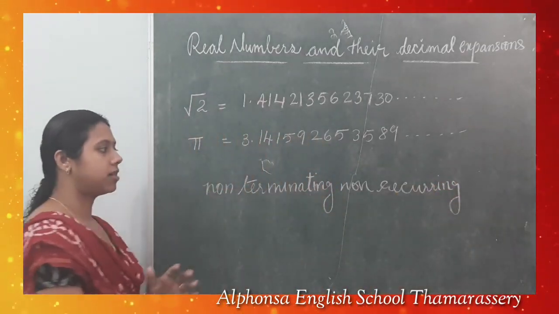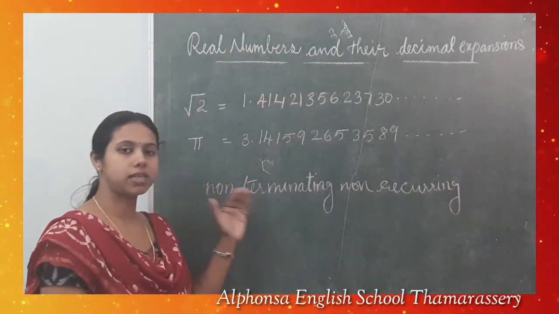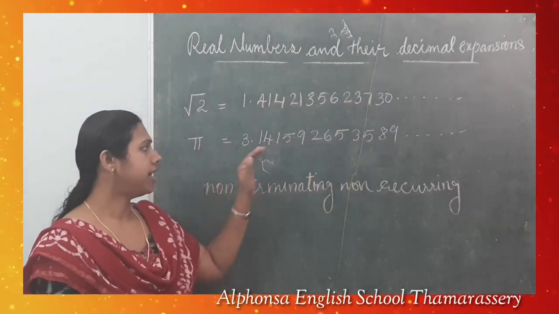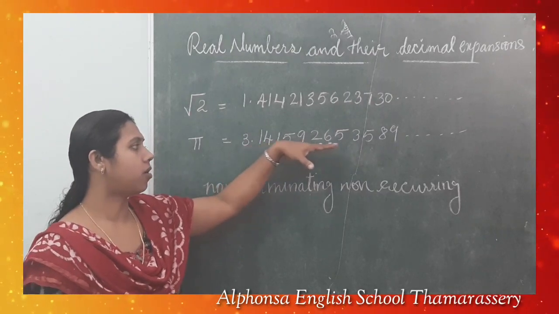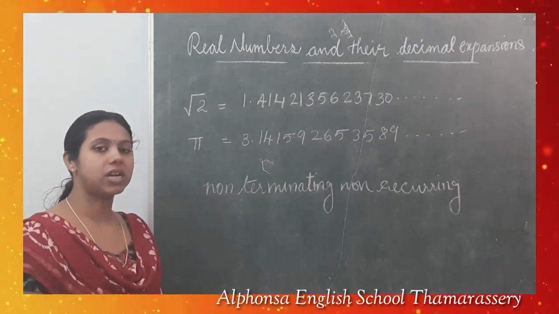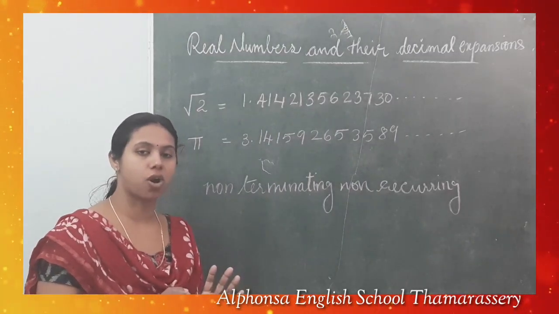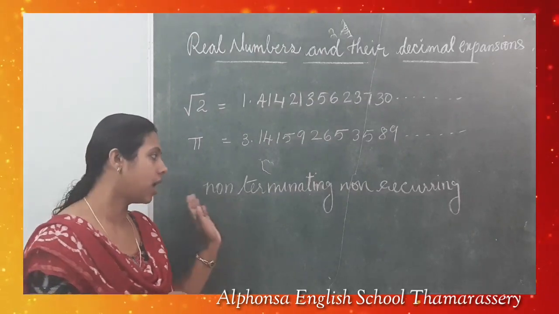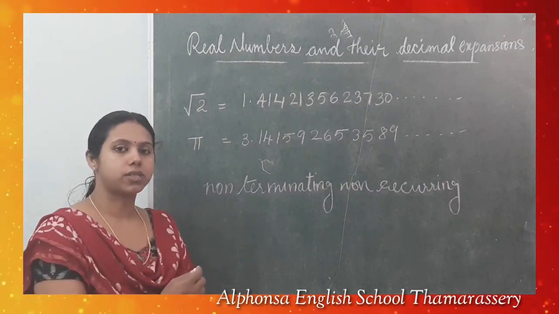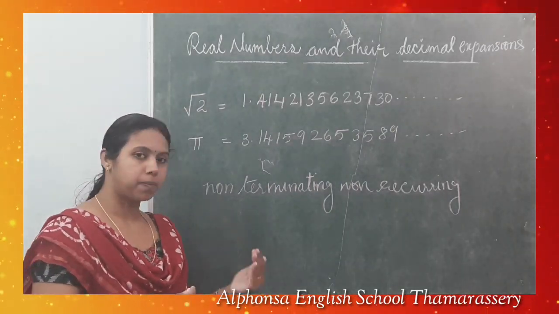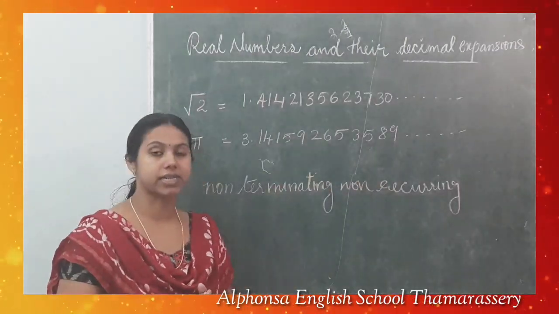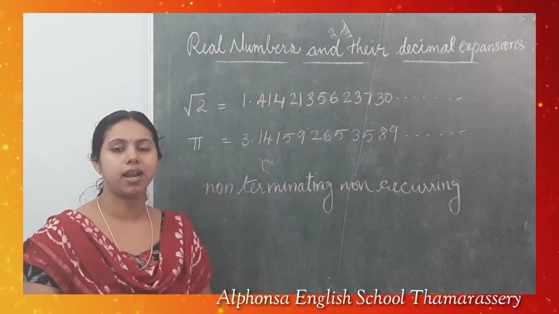The decimal expansion is not ending and it's not repeating. It's going on like this continuously, and the digits are not repeating. Such numbers are called non-terminating, non-recurring. So the decimal expansion of an irrational number is always non-terminating and non-recurring. The converse also we can say: a number whose decimal expansion is non-terminating and non-recurring is an irrational number.